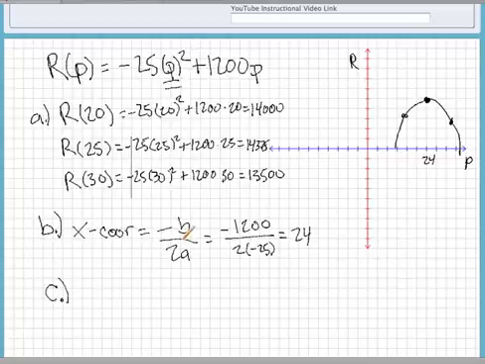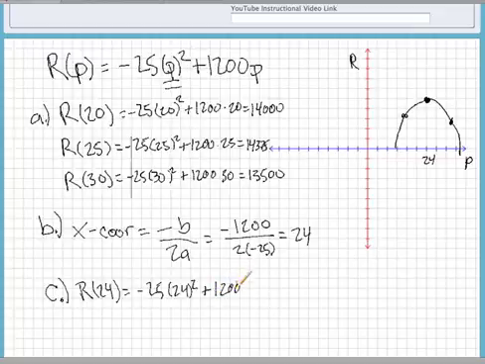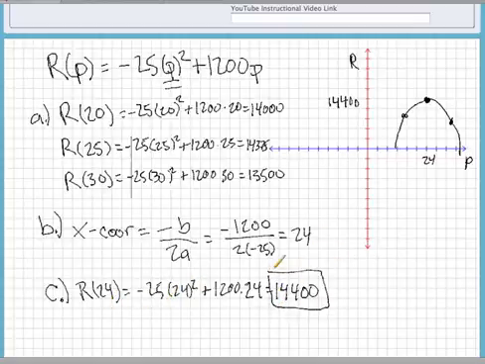And then part C asks us to plug that x-coordinate in, or in this case it's a p-coordinate, into our revenue function. We're going to plug 24 in: negative 25 times 24 squared plus 1200 times 24 equals, if you plug that into your calculator, 14,400. So that's going to be the max, 14,400. That is our maximum value on this function, on this parabola.